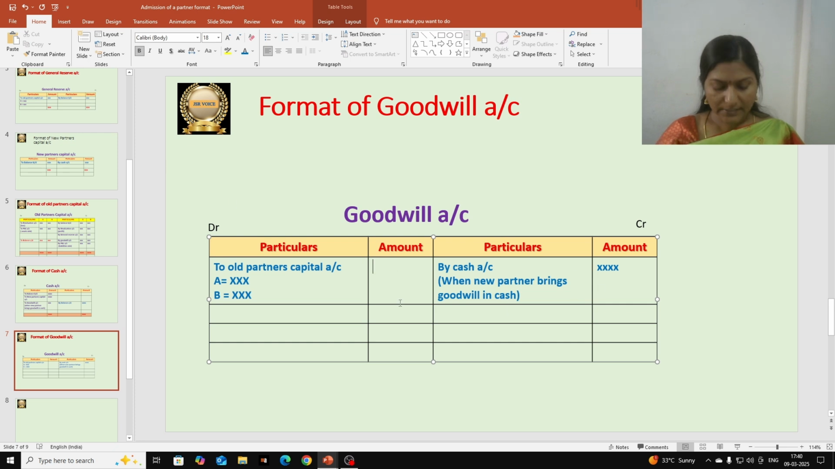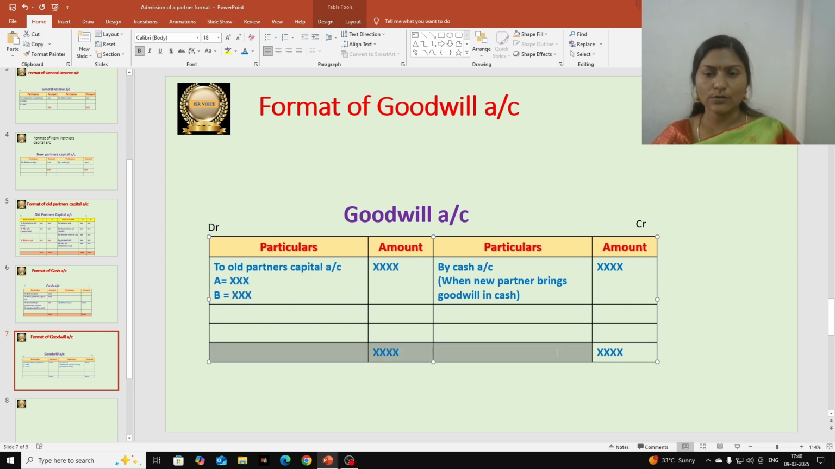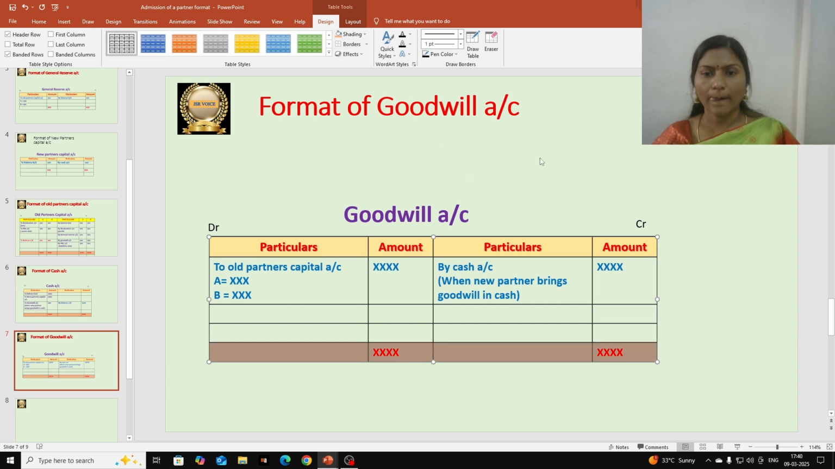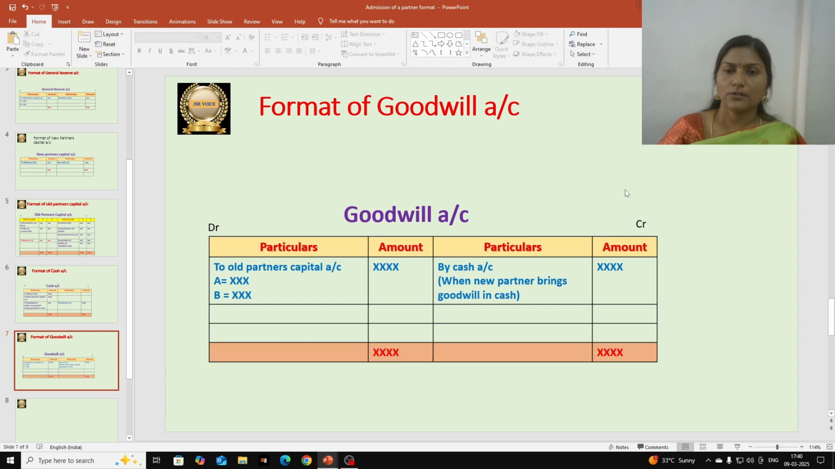And whatever amount we record on the credit side, that we should record on the debit side also. Now the totals are also the same. If on the credit side we write 50,000, on the debit side also we write 50,000, which we distribute inside for A and B, and totals are also 50,000, 50,000. Hope this is clear for everyone how to prepare this account. So this is how we prepare.